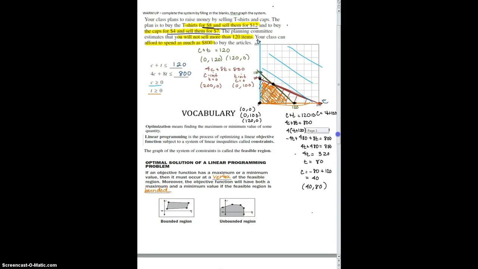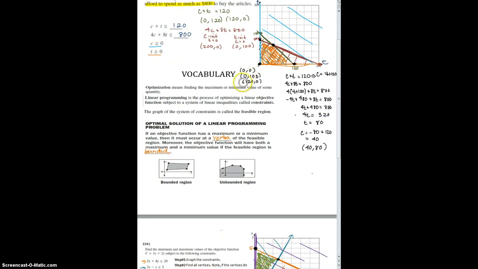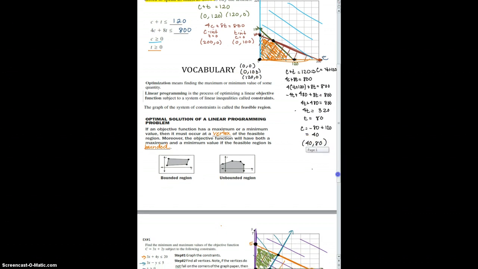Your next step is to plug each of these 4 vertices into our objective function, P equals 3c plus 4t. From there, you'll be able to answer the question, what would the maximum profit be? Plug in each value and see where your maximum is. You may pause now and then check your work with my work.